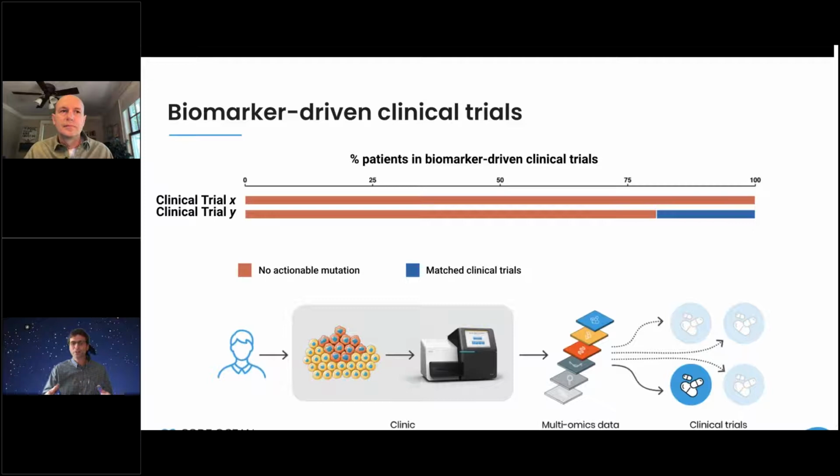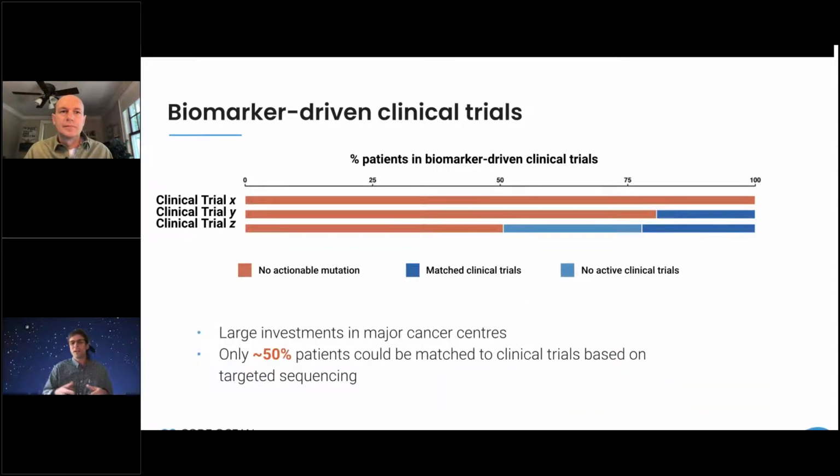With the adoption of those technologies, we've seen that the percentage of patients enrolled in clinical trials based on those omics data really increases over time. And sometimes we actually find matches, but there are no active clinical trials testing the drug that we would have chosen based on the omics data. So the large investment in major cancer centers made it possible to actually assign patients to active clinical trials. But you can see that a lot of patients are still not matched.